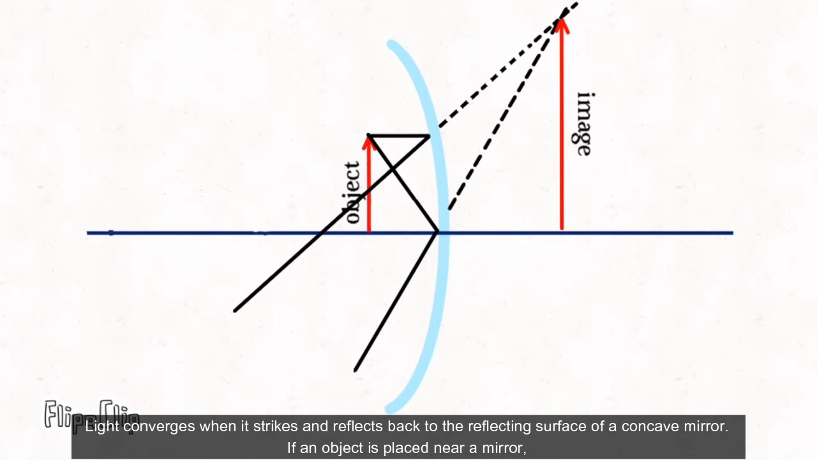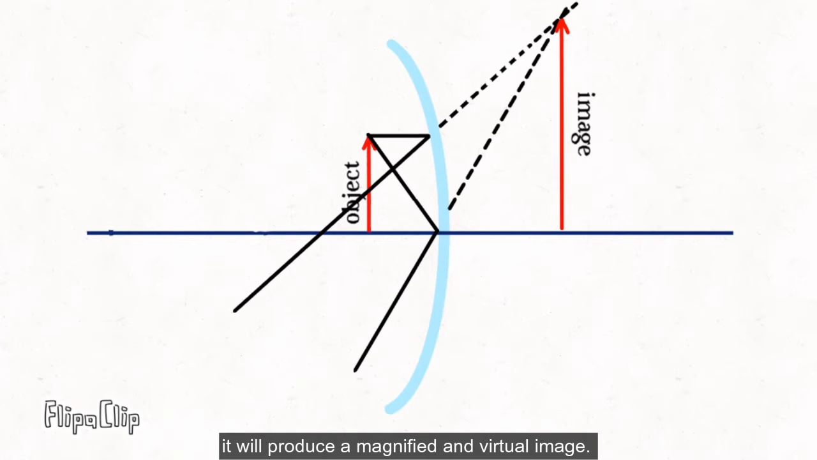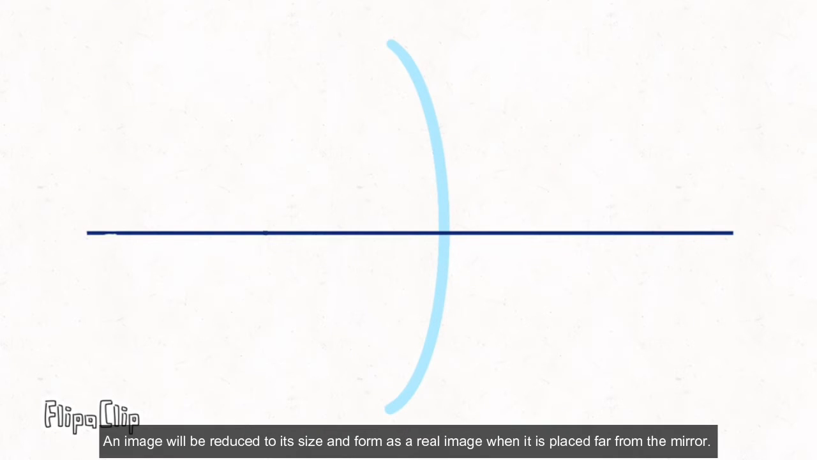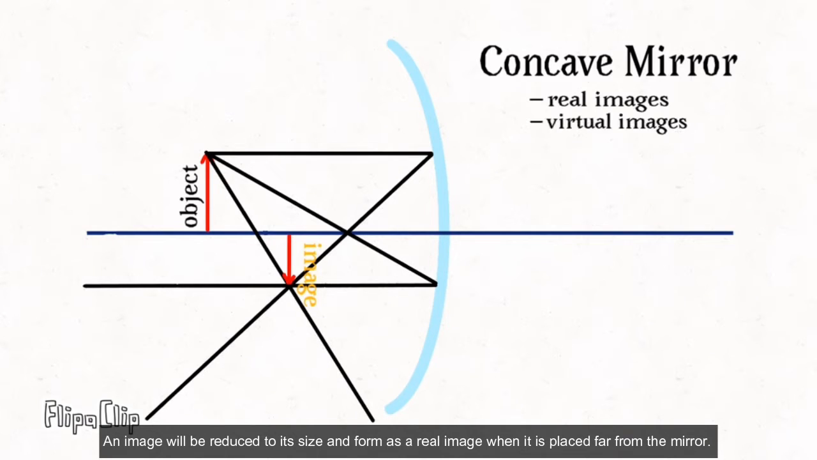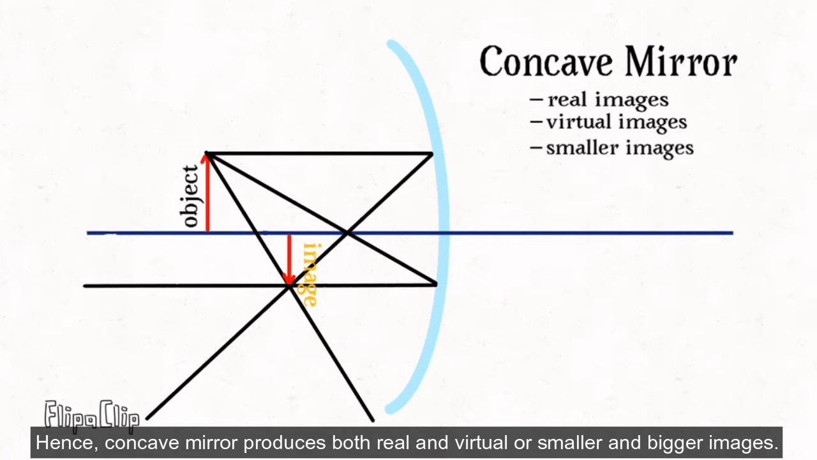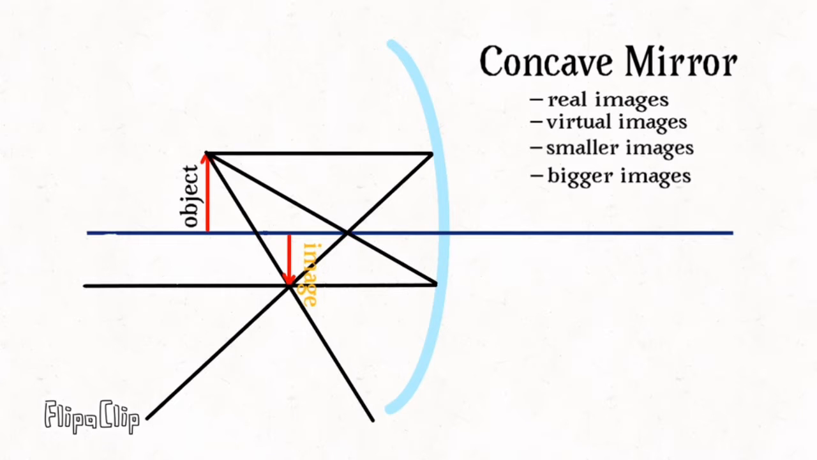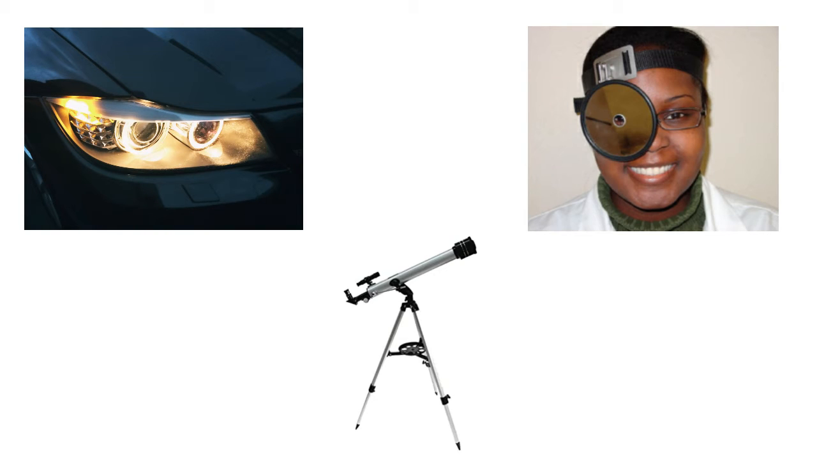If an object is placed near the mirror, it will produce a magnified and virtual image. An image will be reduced in size and form as a real image when the object is placed far from the mirror. Hence, a concave mirror produces both real and virtual, or smaller and bigger images. Concave mirrors can be seen in things such as headlights, astronomical telescopes, head mirrors, and etc.